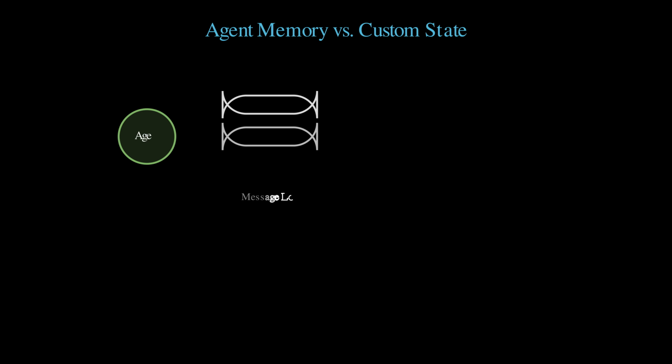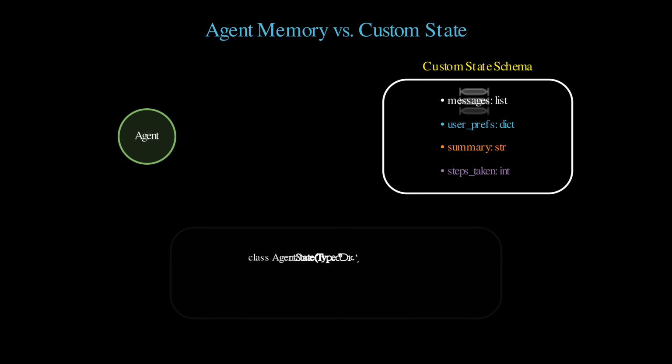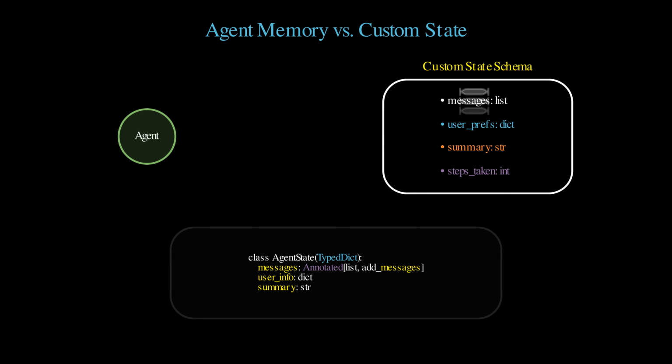Now let's talk about memory. We touched on it, but an agent has to remember what we just said. Right, by default, agents maintain a sequence of messages. That's their short-term memory. But sometimes you need to store more than just the chat log. You might want to store, say, user preferences or a summary of the conversation. And this is what we call state, right?